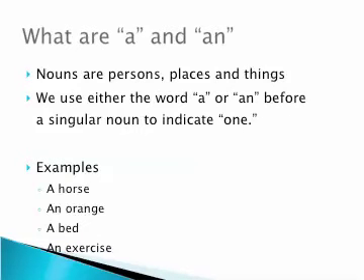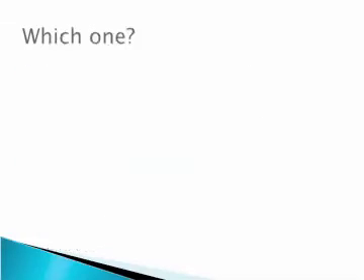Well, first we need to talk about what a noun is. Nouns, of course, are persons, places, and things. And we use the word "a" or "an" before a singular noun to indicate one. So examples: a horse, an orange, a bed, an exercise.